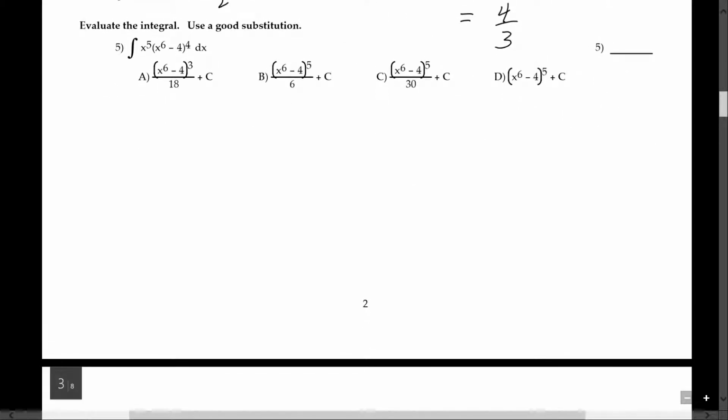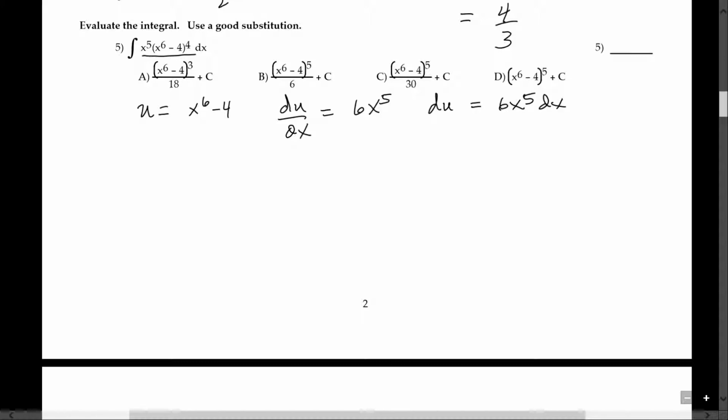Next, we want to evaluate this integral. I suggest using a substitution, and the substitution that's appropriate here is u equal x to the 6 minus 4. du dx is equal to 6 x to the 5th. du is equal to 6x to the 5th dx. And we can see that x to the 5th dx is equal to du over 6.